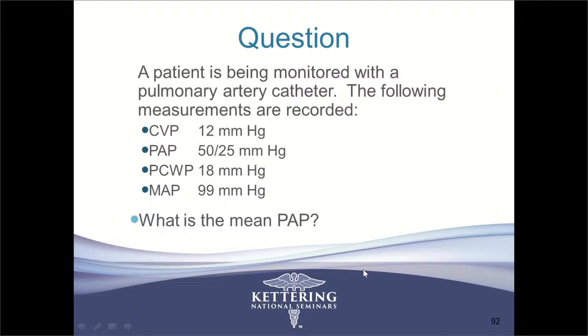Oh, mean pulmonary artery pressure. Well, I remember my mean pulmonary artery pressure formula is this: 2 times the diastolic pressure plus the systolic, divided by 3. So we want the mean pulmonary artery pressure. I come up here to my pulmonary artery pressure. I take my diastolic pressure right here, 25. I multiply that times 2. That equals 50. And then I'm going to add it to my systolic pressure, which here is 50. So 50 plus 50 is what?